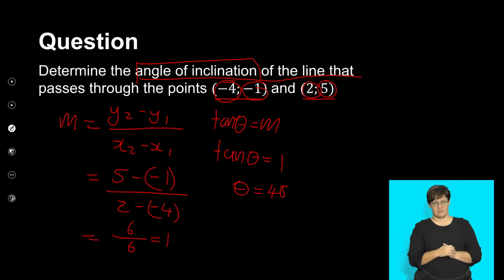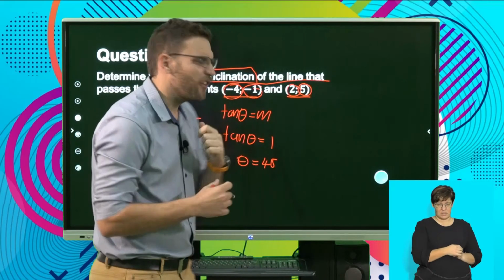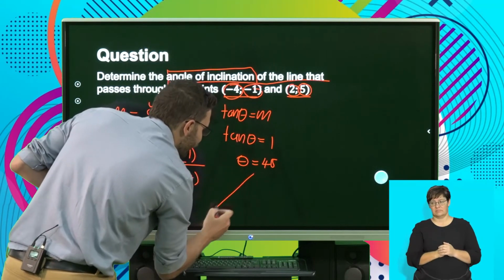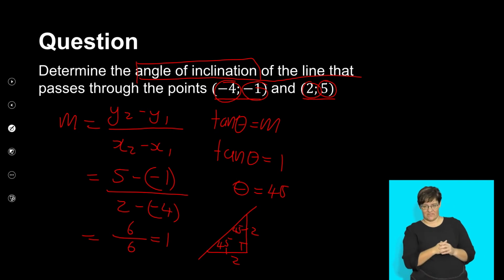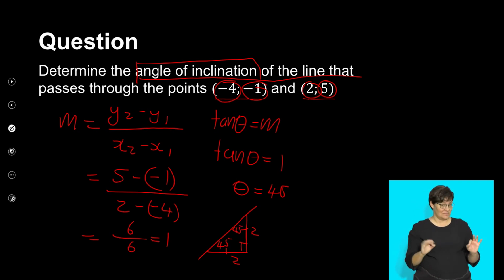And so I know that my angle is 45 degrees. And that makes all sense because the gradient of 1 means it's going up as much as it's going across, which would create, let's draw that, if it's going up 2 and it's going across 2, what sort of triangle have I created there? A right angle triangle which is isosceles, which is going to be 45 and 45. Wonderful. Okay, let's move to the next question.